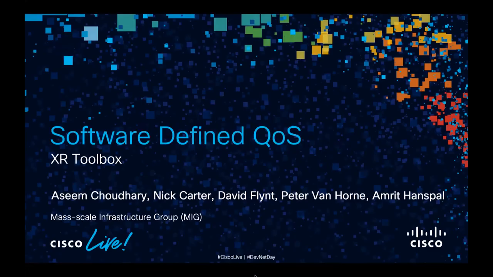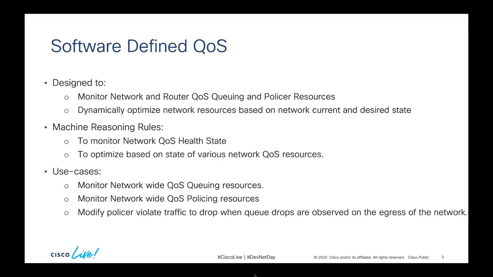This is the demonstration video for software-defined QoS. Software-defined QoS is an application designed to monitor network queuing and policing resources. It can optimize network QoS resources based on the network's current state as well as its desired state. Machine reasoning rules are defined to monitor QoS health state and to optimize network-wide QoS resources.